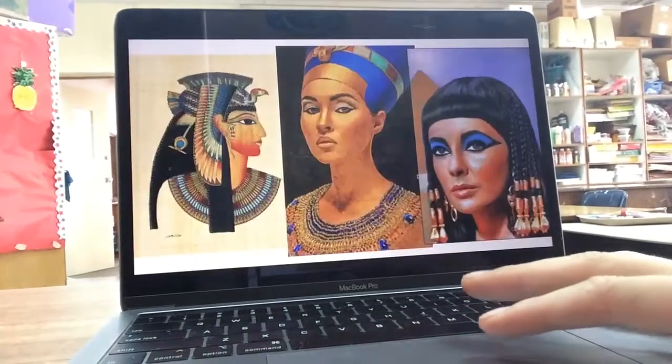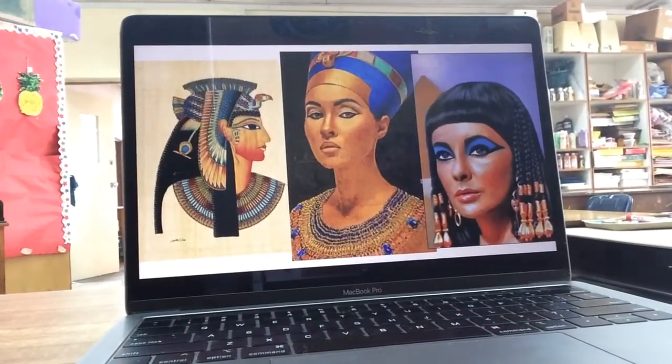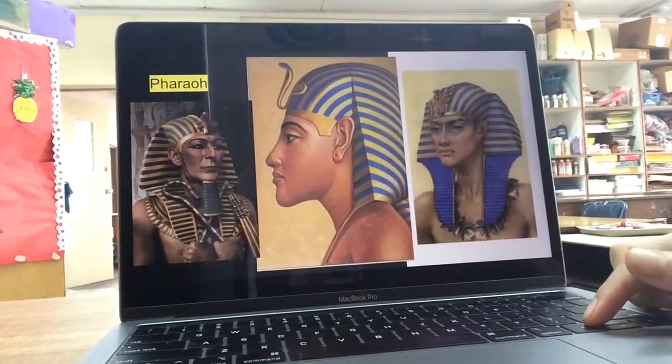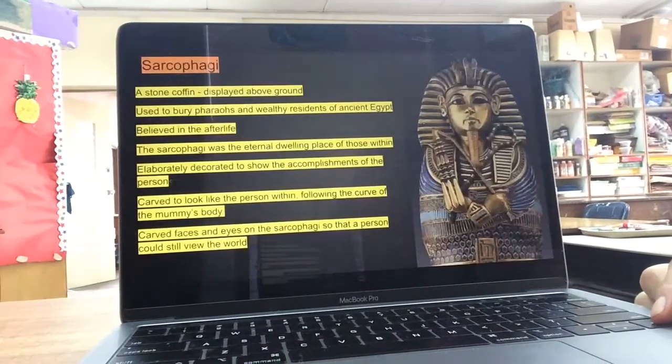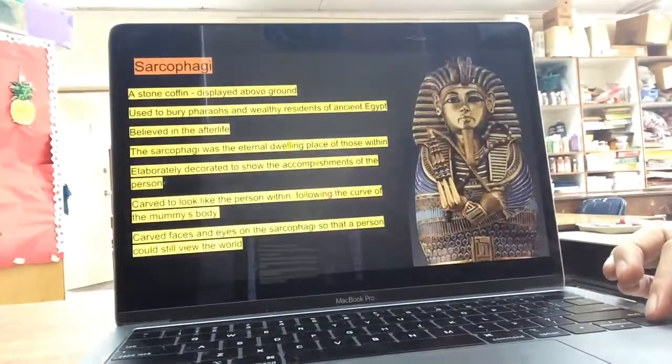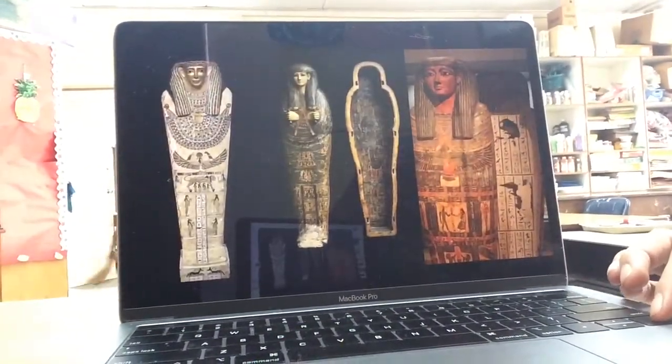And if you look at the faces here, you can see that the Egyptians really wore a lot of eyeliner, especially around the eyebrows and at the edges of their eyes. So we're going to learn how to make not only the face of the sarcophagi today, but also the headdress.